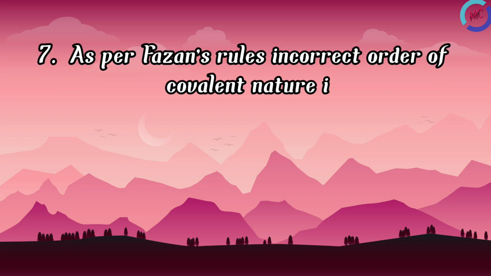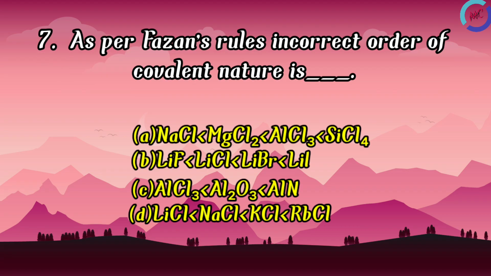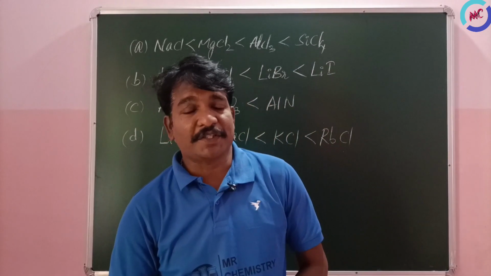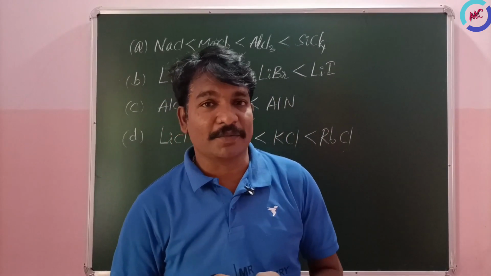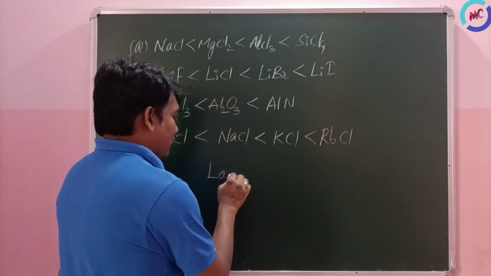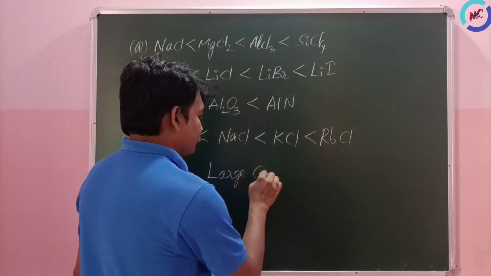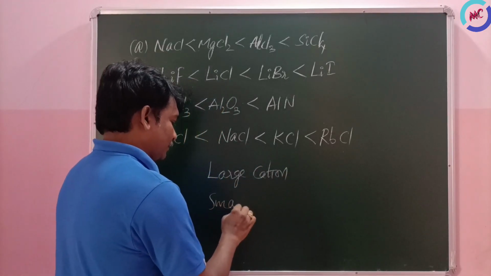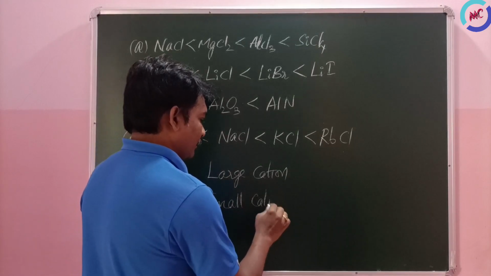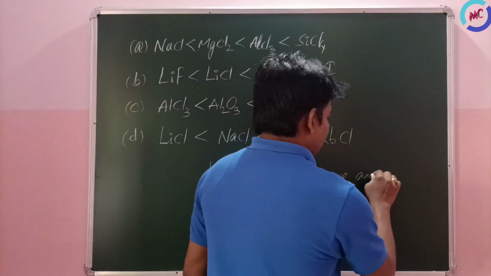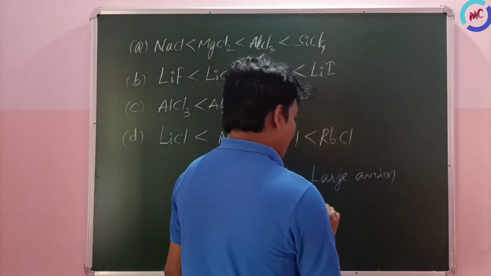As per Fajan's rules, the incorrect order of covalent nature. Before checking the options, first we have to recall Fajan's rules. See here, large cation, small cation. Large anion, small anion.